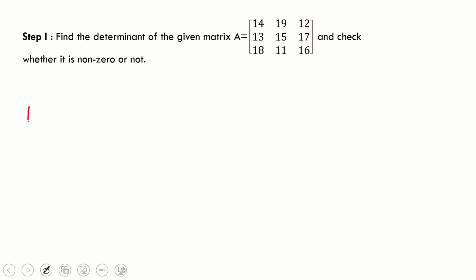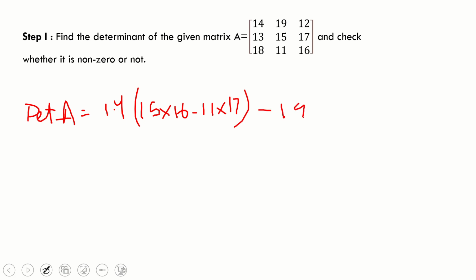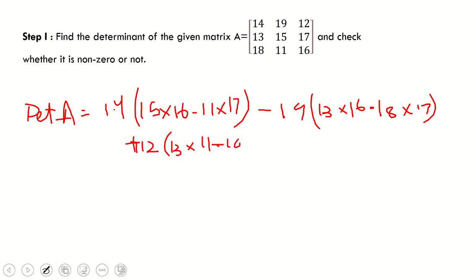Determinant of A can be calculated as 14 times 15 into 16 minus 11 into 17, and minus 19 times 13 into 16 minus 18 into 17, plus 12 times 13 into 11 plus 18 into 8 into 15.